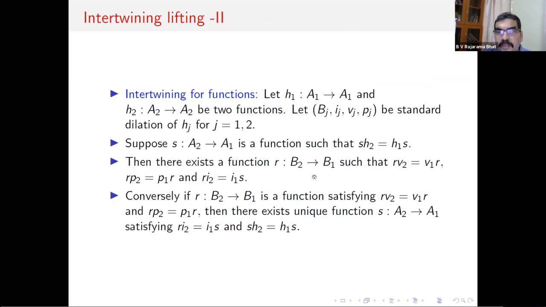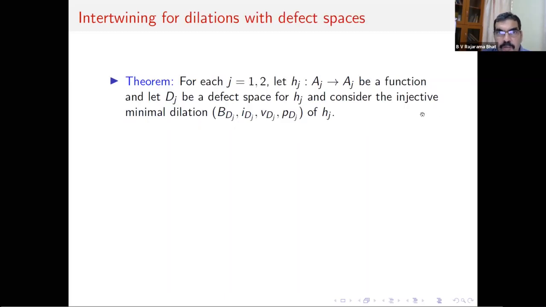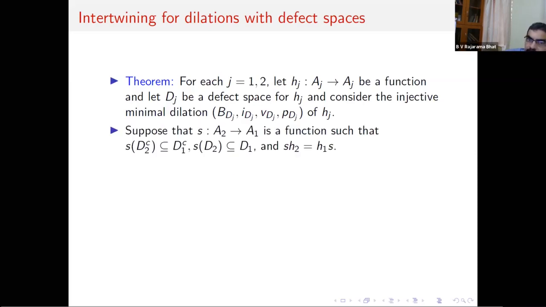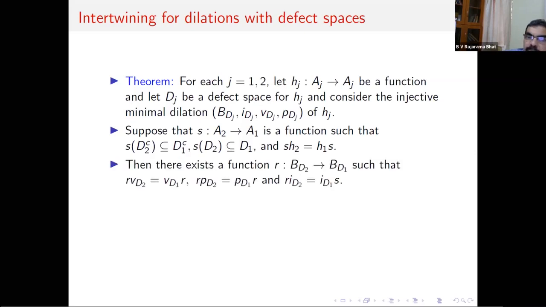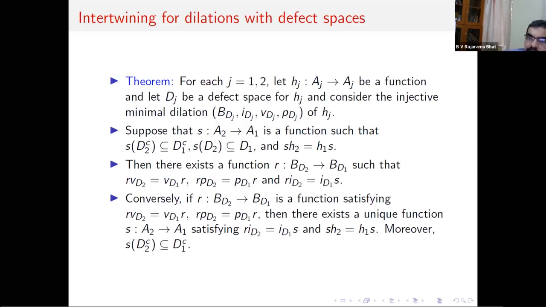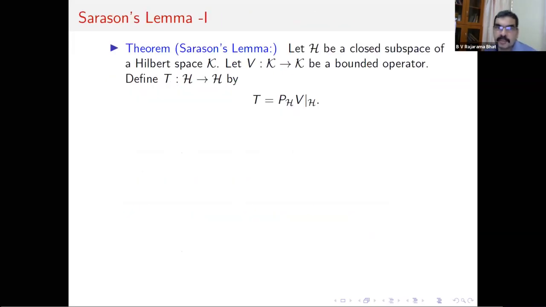Okay, but here I have done it for the standard dilation. You can also do it for dilations with defect spaces. Then the intertwiner S has to have some properties with respect to the defect spaces, but very natural conditions. Then you get an intertwiner at the level of dilation. And the converse is also true. So intertwining lifting can be done; you can have an exact copy here. Okay. Another result, Sarason's lemma.